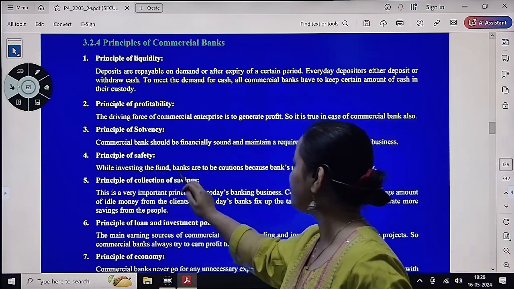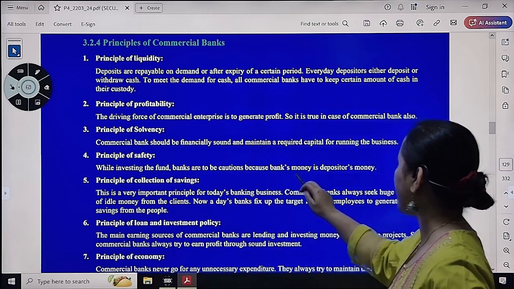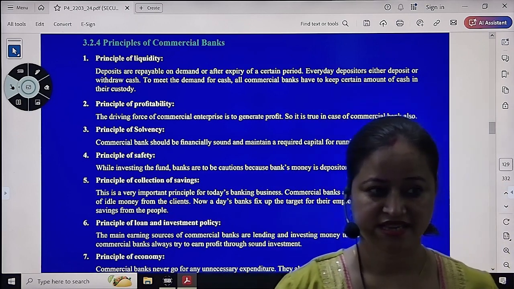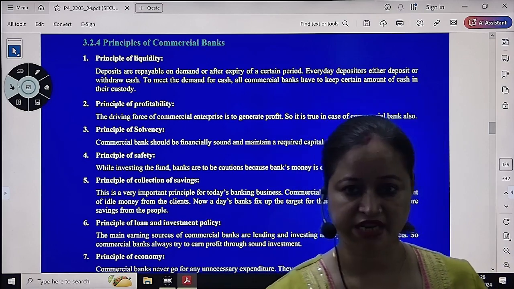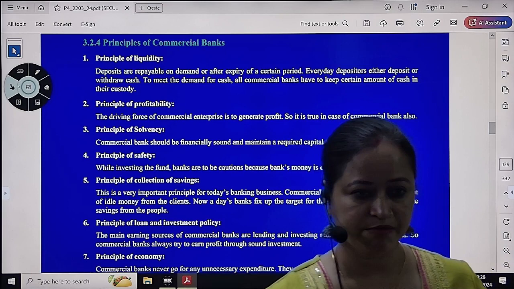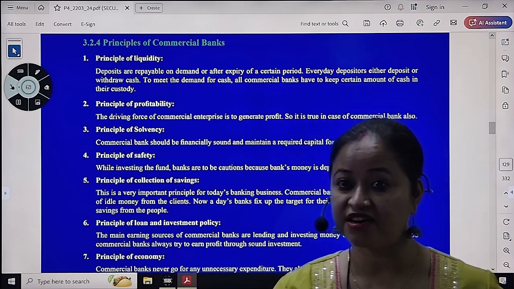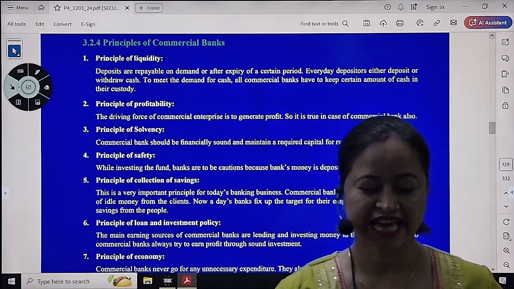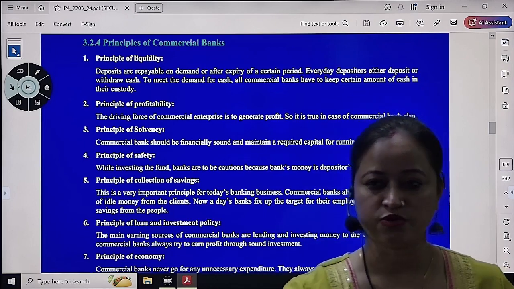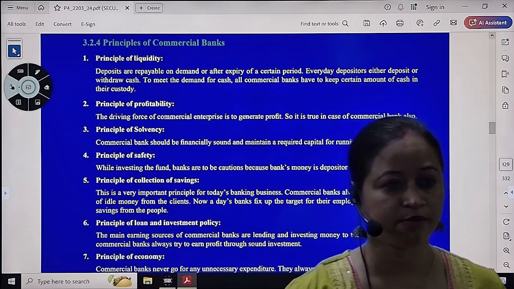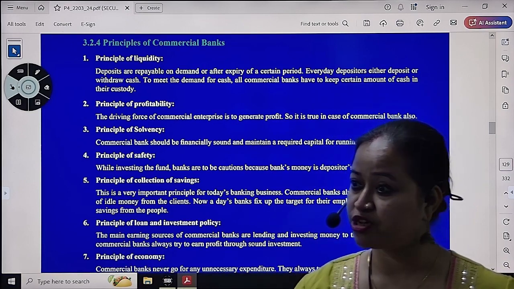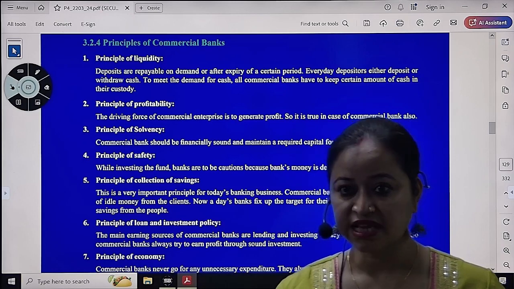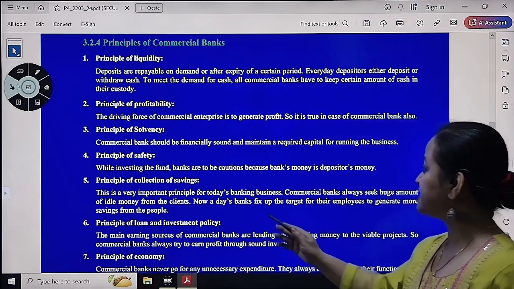So while investing the fund, banks are to be cautious because bank's money is depositors' money. Right? So whenever the bank is providing loans to XYZ company or any Mr. X, Mr. Y, Mr. Z, the bank should carefully examine whether those firms or those people will be able to return back the money or not. ऐसे blindly कोई भी आ गया लोन लेने के लिए दे दो, ठीक है? ऐसे करने से क्या होगा? बैंक गया, डूब गया और डिपॉजिटर्स का पैसा भी डूब गया, बैंक बंद, कस्टमर्स का पैसा खत्म, है कि नहीं? So that is all about your principle of safety.